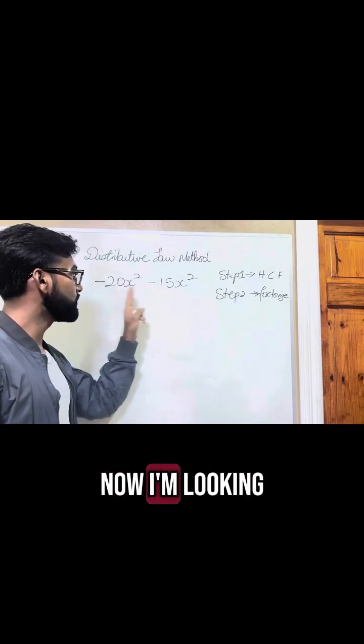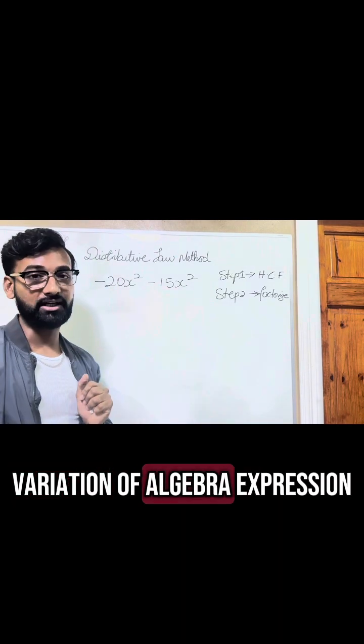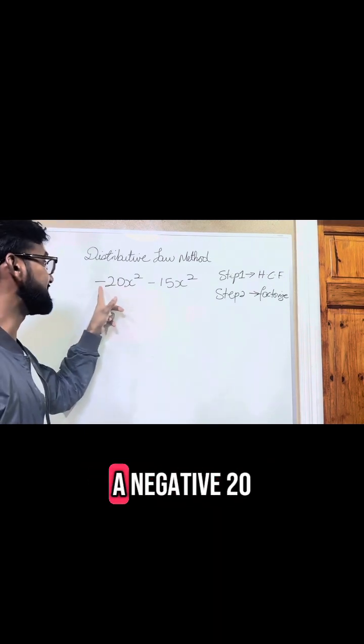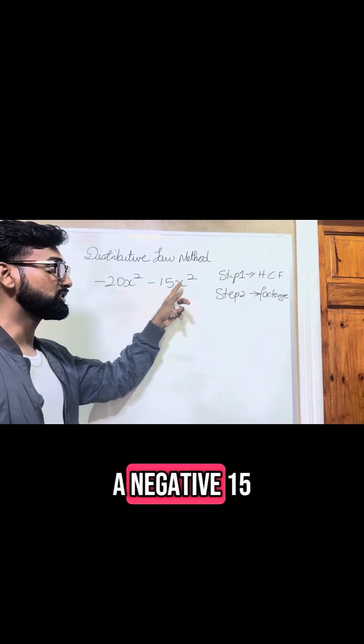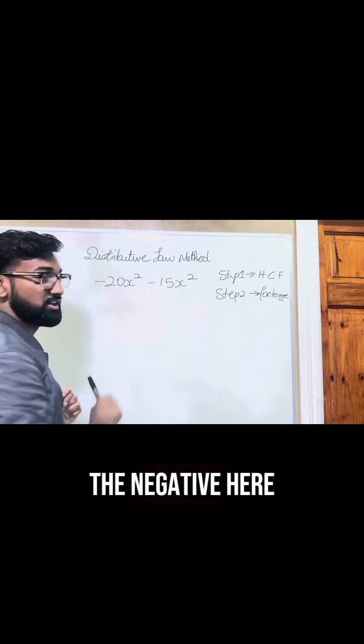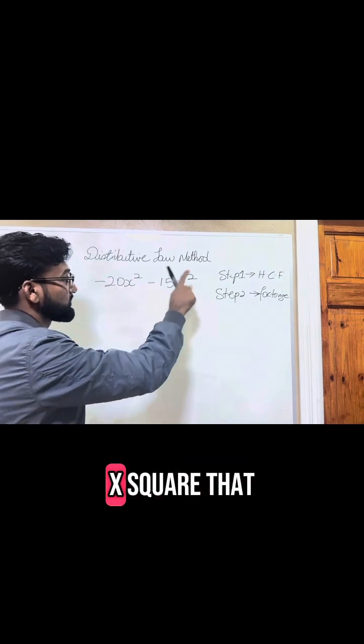Now, I'm looking at a different variation of algebraic expression. What do I mean? I have a negative 20x squared and a negative 15x squared. We have the negative here that is common. We also have the x squared that is common.